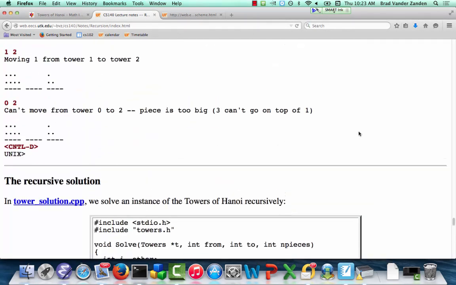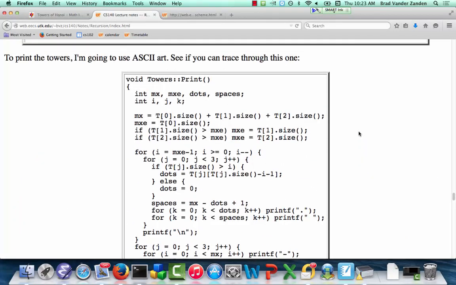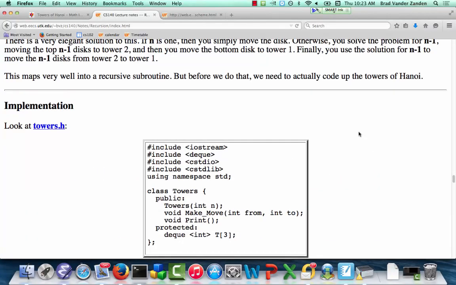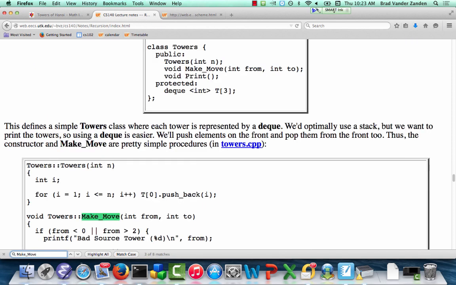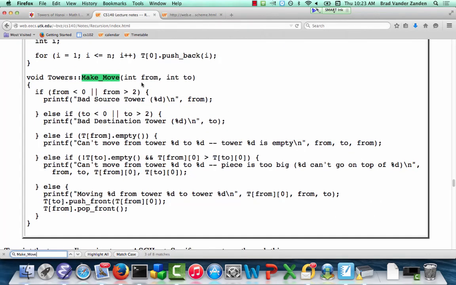And the other one is his make move. We'll have to find it. Make move, sorry. There we go. So here's make move, where he's moving it from spindle to spindle 2. There's a whole bunch of error checking, which we're not too concerned with here. He's just making sure you didn't specify out of bounds spindles, and that you didn't try to move a disc from an empty spindle. Obviously, if there are no discs on a spindle, you can't move one.